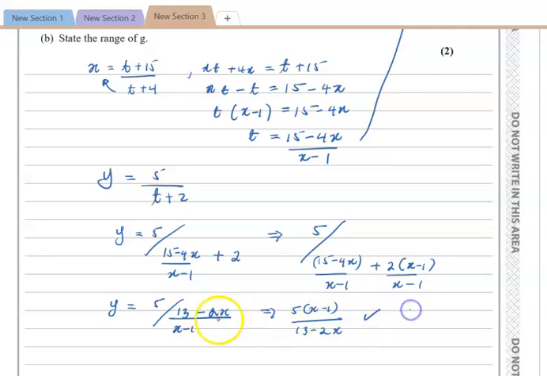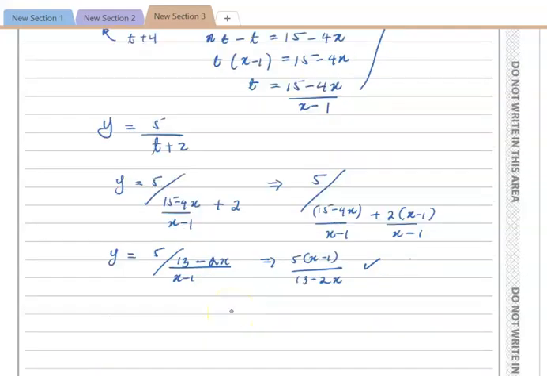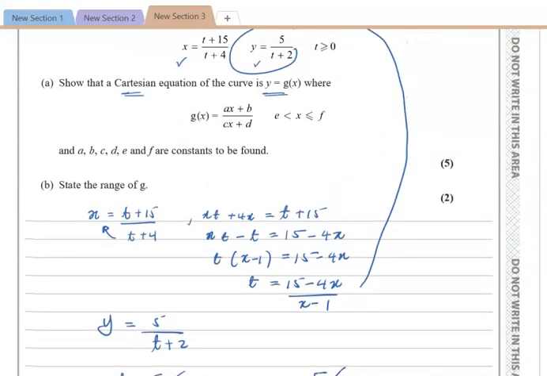That's your first part, which you can write as 5x minus 5 over 13 minus 2x. Now the next part is you have to find the domain of this graph, and also you have to get the range of the graph.